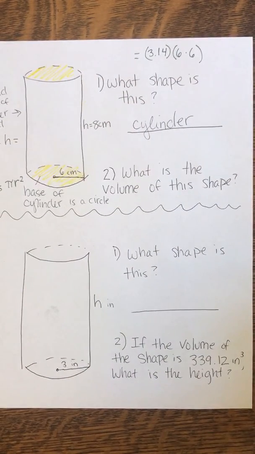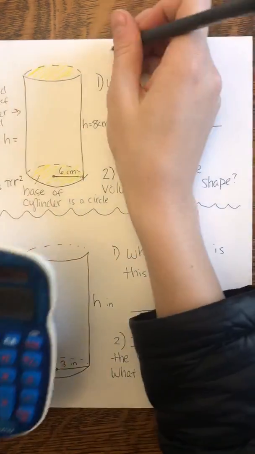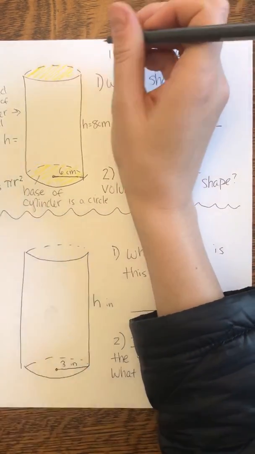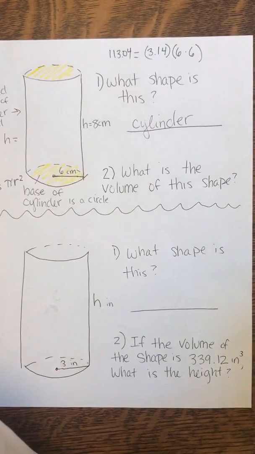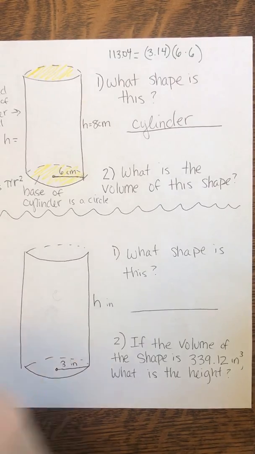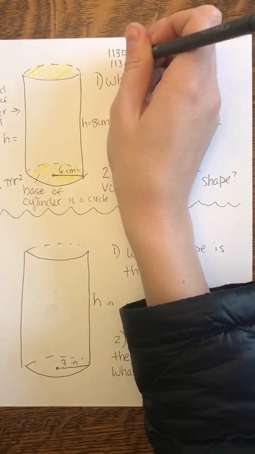Super easy. 3.14 times 6 times 6. And I get 113.04. I know one of you knows what I'm going to say next, but I have to say it. What are my units for area? They are centimeters squared. It is not 113.04. It's 113.04 centimeters squared.